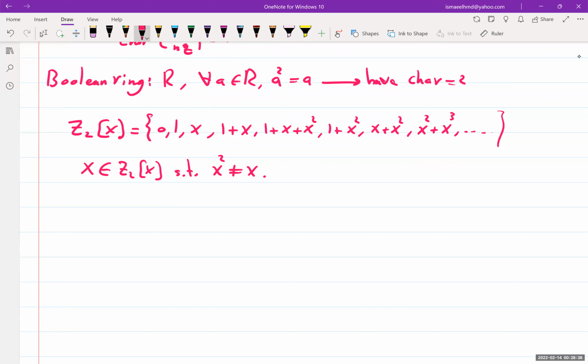In the next video, we will speak about the types of ideals and the Jacobson radical and near radical of a ring, and so on.